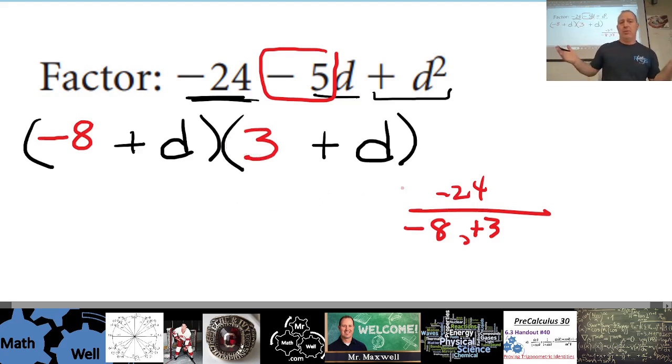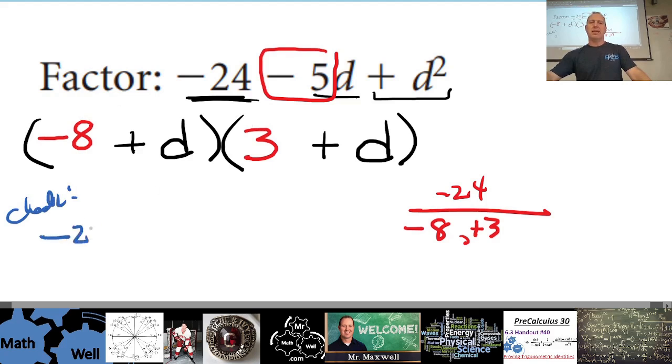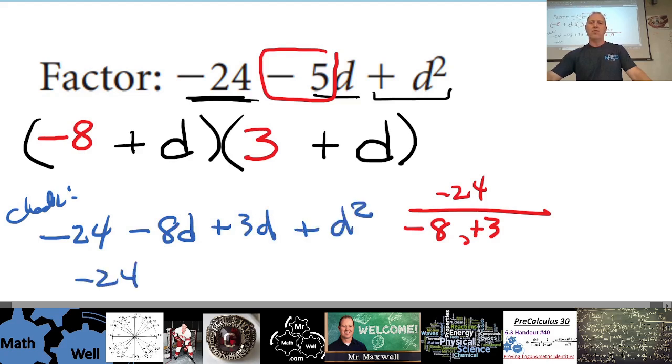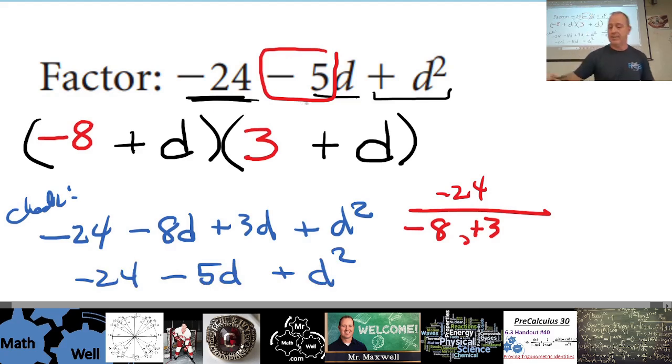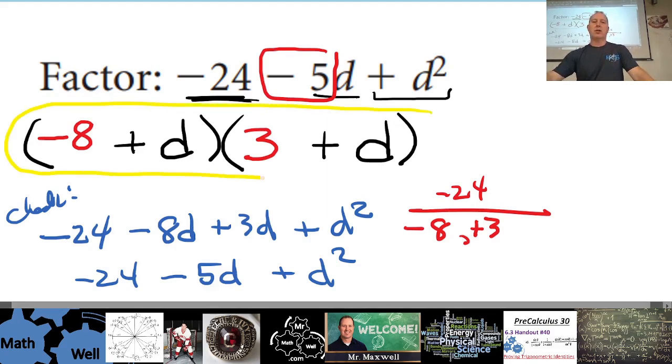Now, let's do a FOIL to check and see if this is correct. What is negative 8 times 3? Negative 24. What is negative 8 times positive D? That's negative 8D. What's positive D times 3? Positive 3D. What's D times D? Positive D squared. Negative 24 minus 5D plus D squared. Is that what I started off with? Yes, it absolutely is. So guess what, guys? This is perfectly acceptable for your answer.